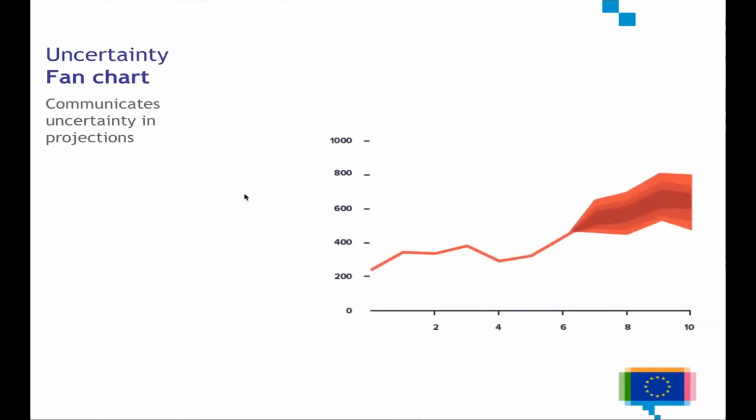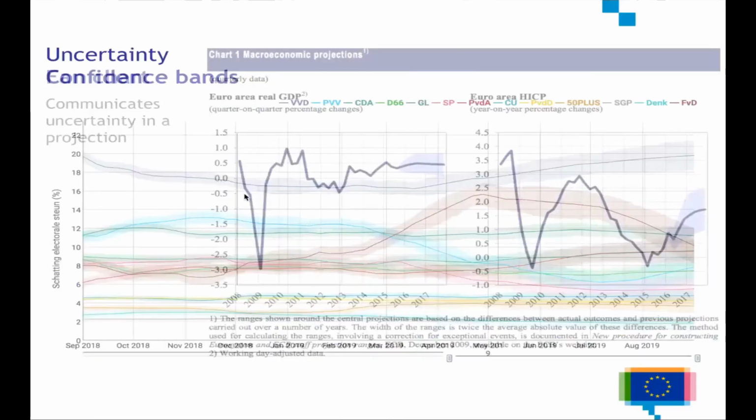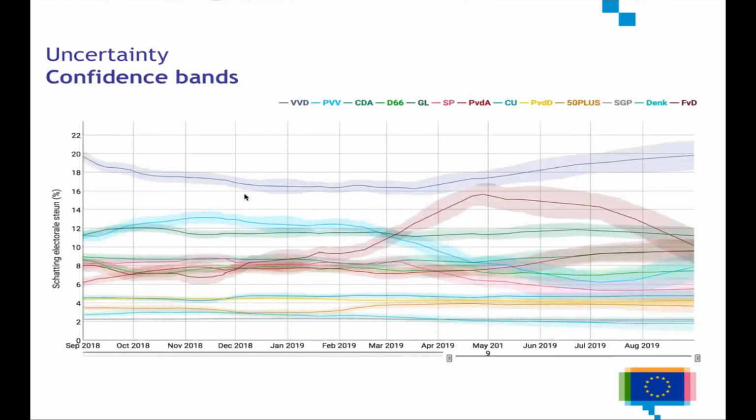So those are fan charts used to communicate uncertainty in projections. This is a visualization showing you the uncertainty in poll results. So you are looking at the scores of political parties in the Netherlands, but the author of the chart decided to also show the confidence intervals.